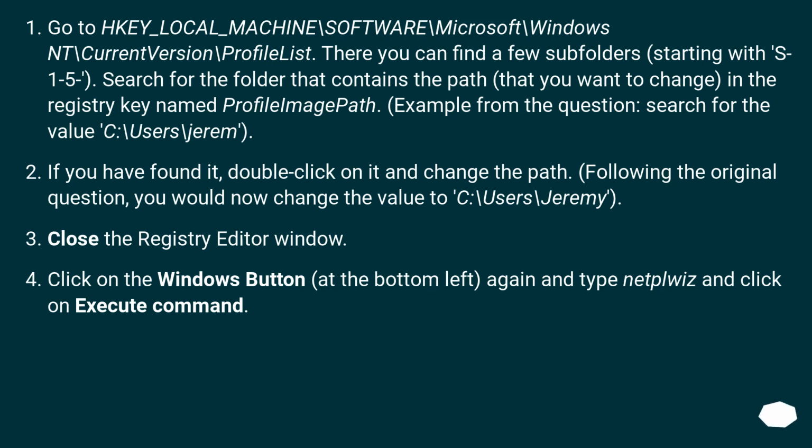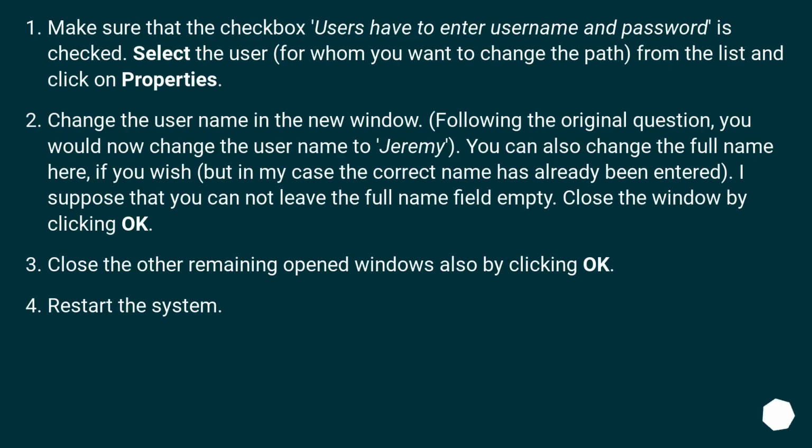Click on the Windows button, at the bottom left, again and type netplwiz and click on Execute Command. Make sure that the checkbox "Users must enter a user name and password" is checked. Select the user, for whom you want to change the path, from the list and click on Properties. Change the username in the new window. Following the original question, you would now change the username to Jeremy.